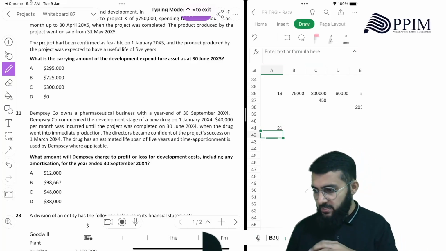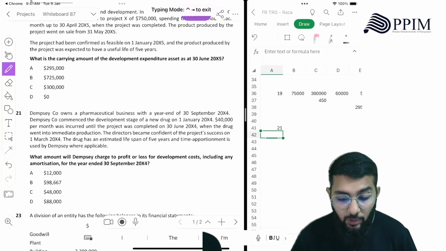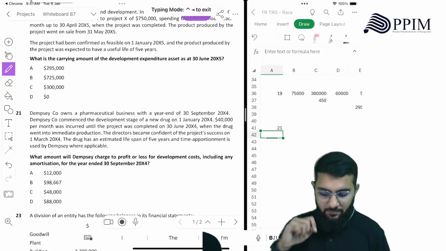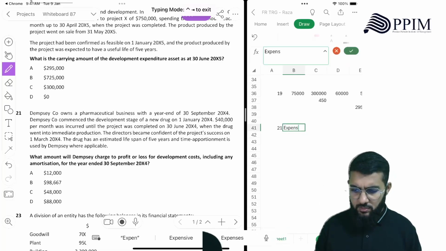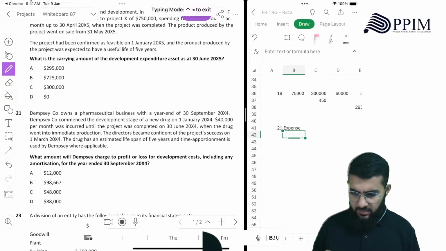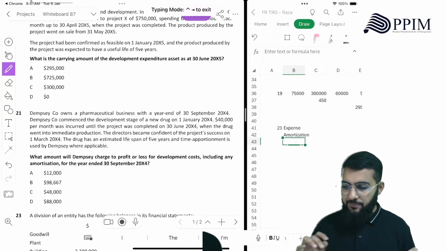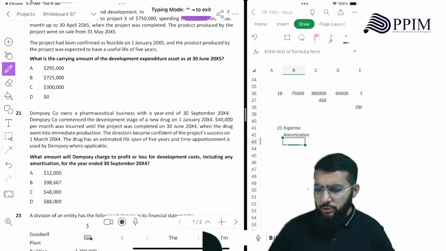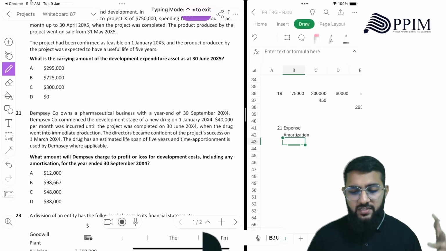Now tell me what happens here. Here they are asking profit or loss for development cost. Now here you have to take the expense component, remember. So what are the components you'll take here? Expense component as well as amortization. These are the two elements that are going to impact, right? Now tell me, when are you going to capitalize this? The directors became confident only in March, right? When is the year end?